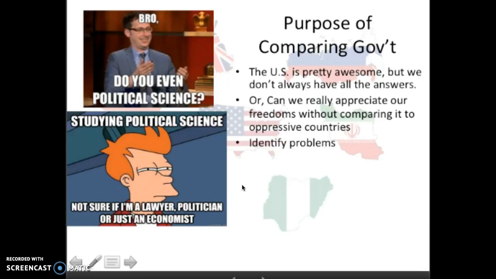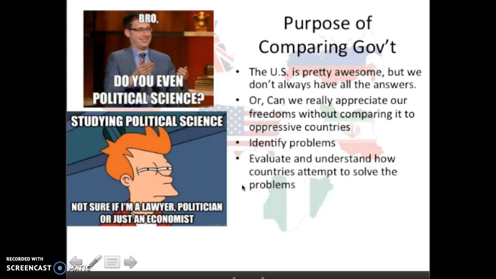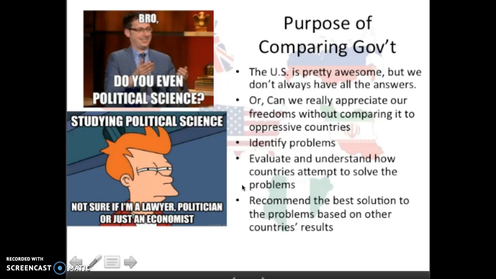It's a way to identify problems on the macro or micro scale, evaluate and understand how countries attempt to solve these problems, and again, learn from that. And then you can recommend the best solutions to the problems based on other countries' results. So if we're having a problem with healthcare in this country, then maybe we can look to the National Health Service and see if the UK has figured out how to provide good healthcare to their citizens. Maybe we can tweak what they do. So that's kind of how you would use comparative government, is to see what other countries are doing, see if they have it right, and see what they're getting wrong, and then be able to apply it.